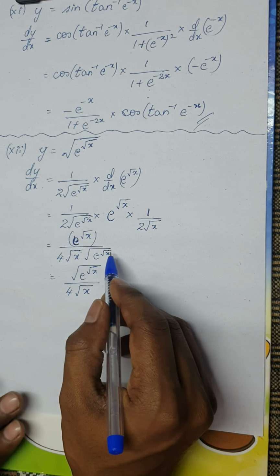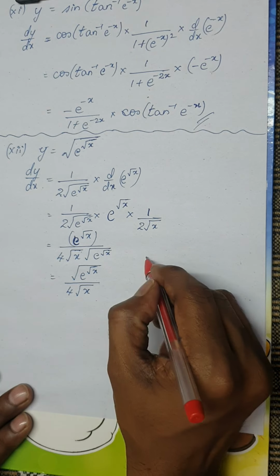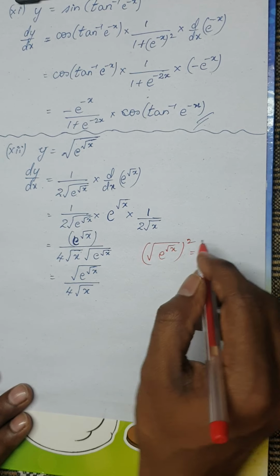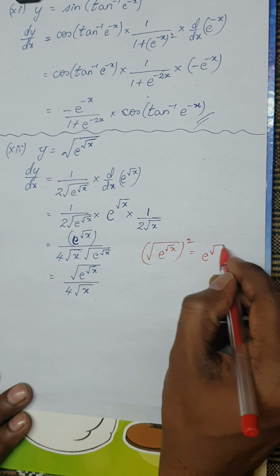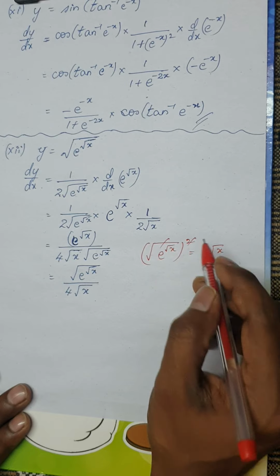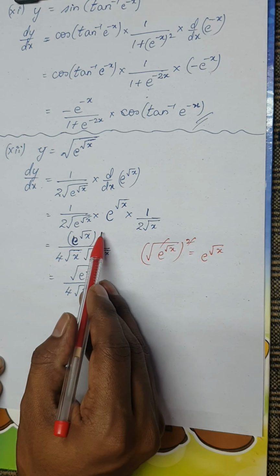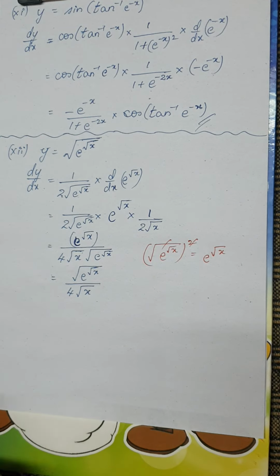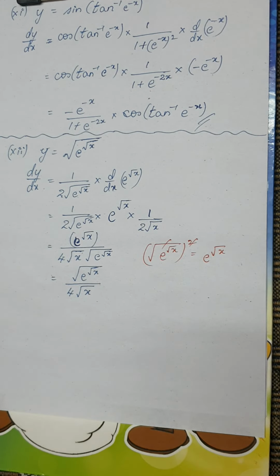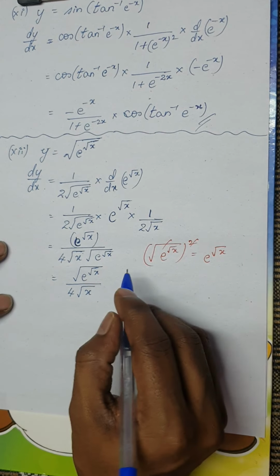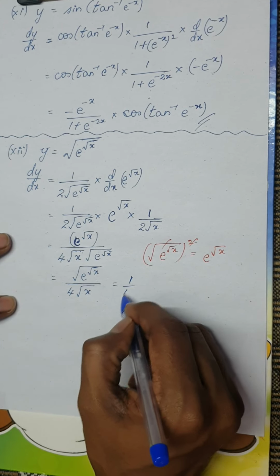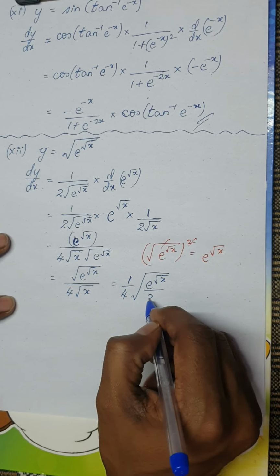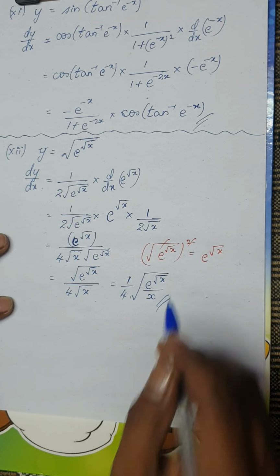You might be wondering how. We all know root of e power root x whole square will be e power root x, because square and root will be cancelled. So I am taking it as root of square, isn't it? Square and one term will be cancelled, and I will get one term here. Or else you can keep it as it is. You can simplify it further and write 1 divided by 4 into root of e power root x divided by x, just by taking the common root.